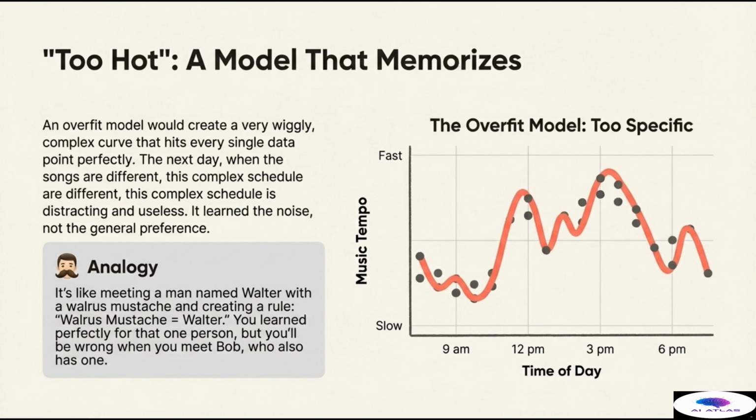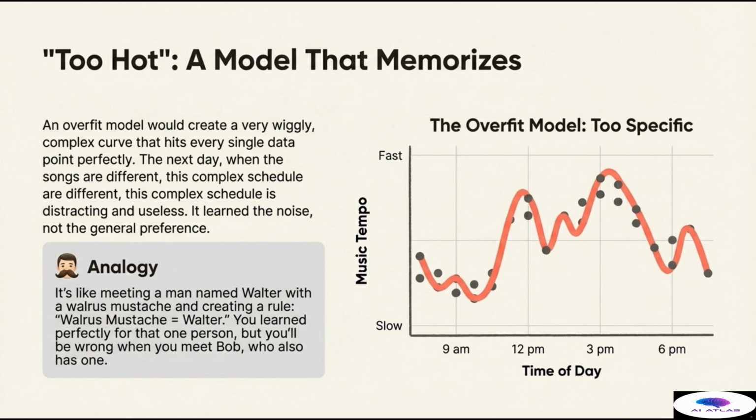While this curve achieves a near-perfect score on the historical data, the data it trained on, it is highly fragile. It has learned the noise, the specific, random daily fluctuations in the owner's choices, not the true, general preference pattern. The next day, when the owner makes slightly different choices, or when the data points shift even slightly, this ultra-specific rule becomes entirely distracting and useless. Its performance collapses on new data because it relies on those highly specific historical points.